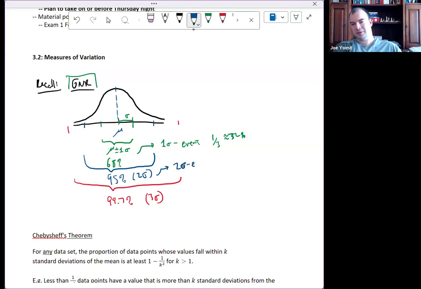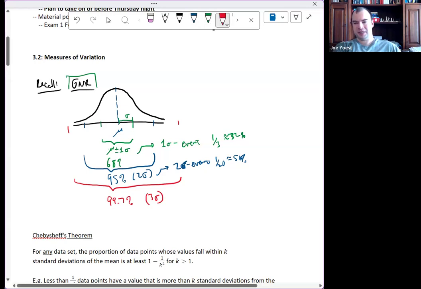Or a 2 sigma event should occur about maybe 1 out of 20 times, about 5% of the time. About 5% of our data points should have a value that's more than 2 standard deviations away from the mean. Again, if our data set is roughly bell-shaped.